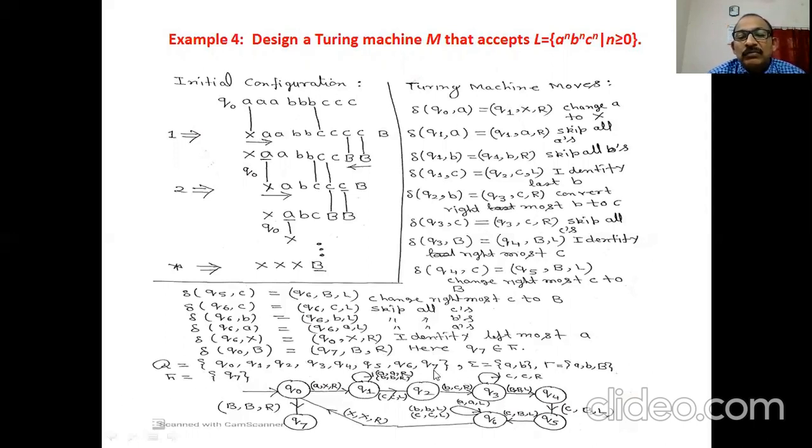You have to draw the circles Q0 to Q7. And you know the technique, how we make transition diagrams. So with the help of this technique, you can design a Turing machine.